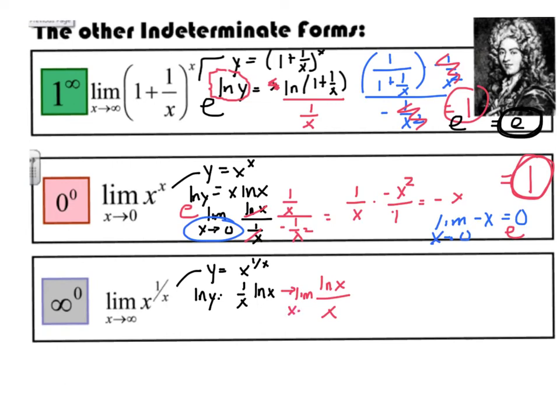limit as x approaches infinity. Use L'Hopital's rule, 1 over x over 1. As we go to infinity, this is 0. And remember, again, because we took the natural log, to get back to the end we have to do e. e to the 0 is 1.